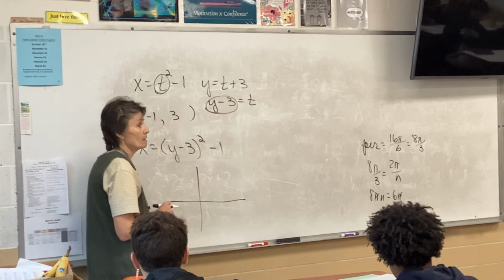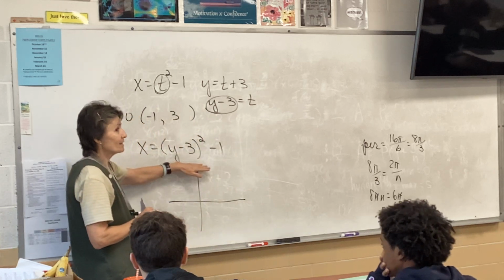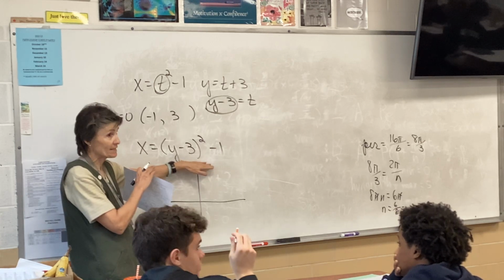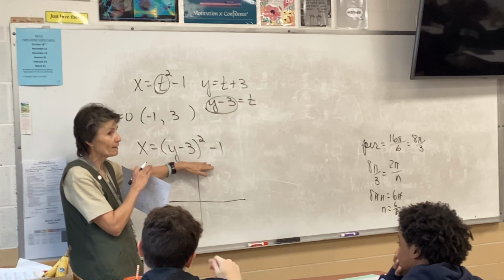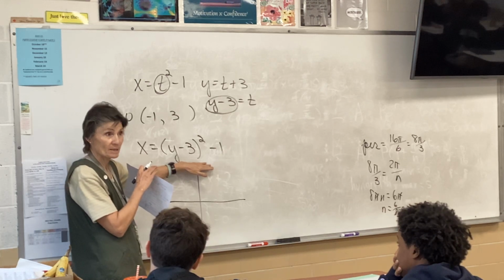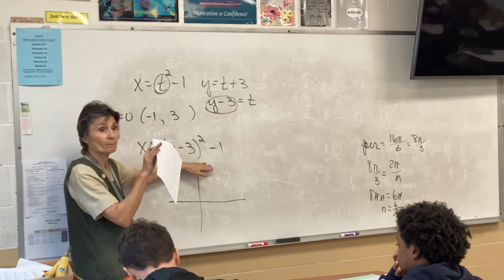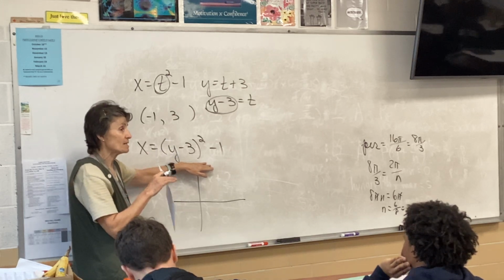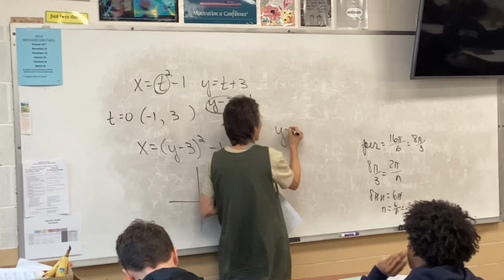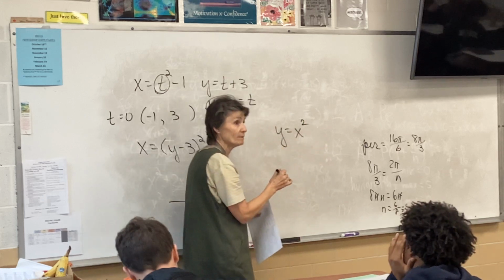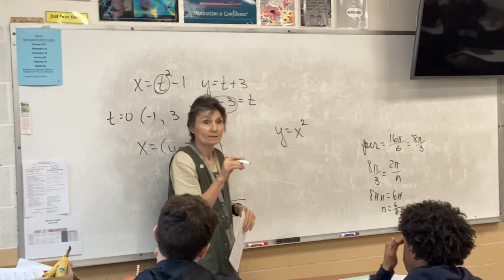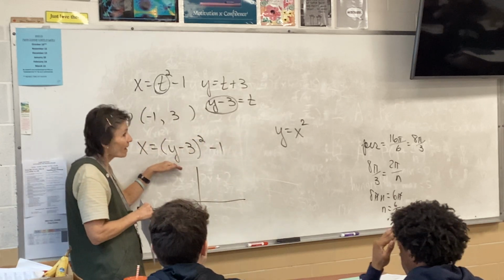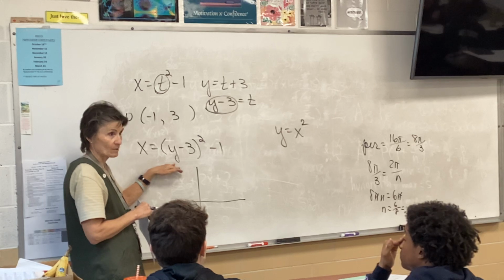Anybody have any idea what shape this is? This equation is actually a fine shaped graph. Sideways parabola. It's a sideways parabola. We know, first of all, parabola because it's squared. Sideways because our BFF is y equals x squared. That opens up or down. This is y squared, so it's not up or down, it is sideways.